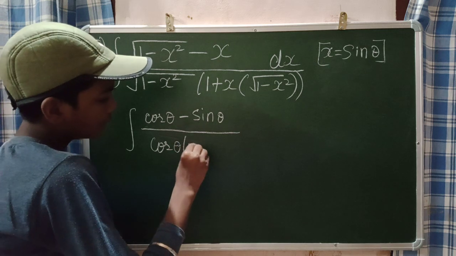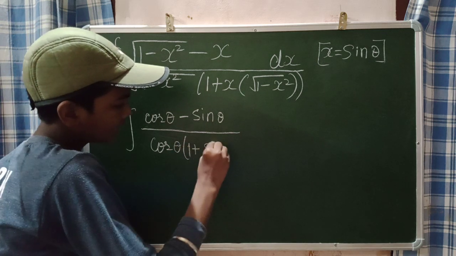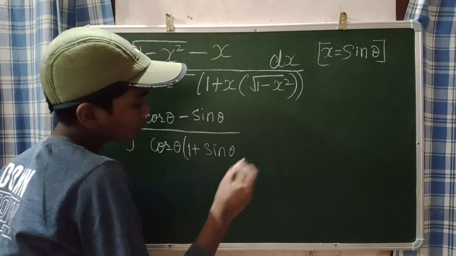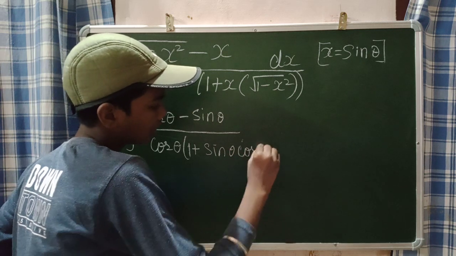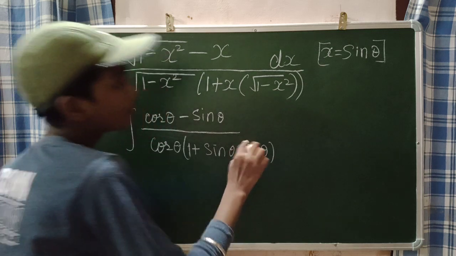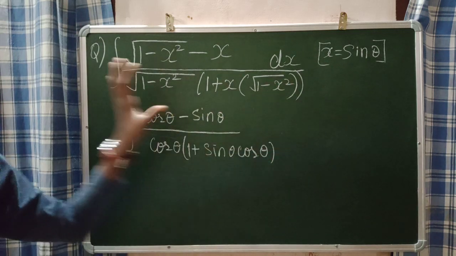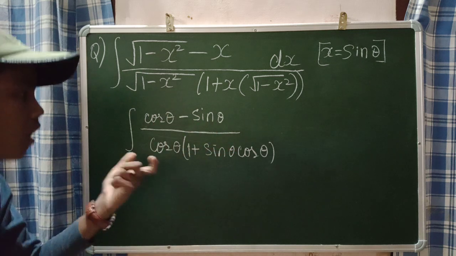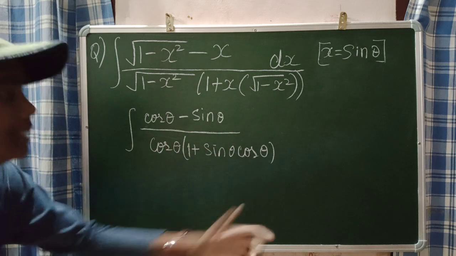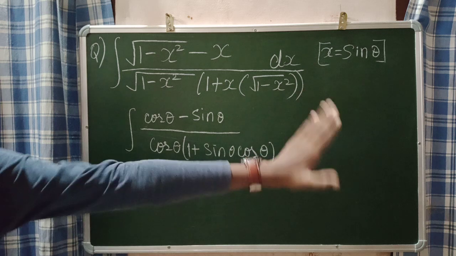into 1 plus x, which is sin theta. The root of 1 minus x square, when x is sin theta, is cos theta. This is what you will get when you put x as sin theta. The numerator will be cos theta minus sin theta, divided by cos theta of 1 plus sin theta times cos theta. This is the form of the integral which you will get when you put x as sin theta.